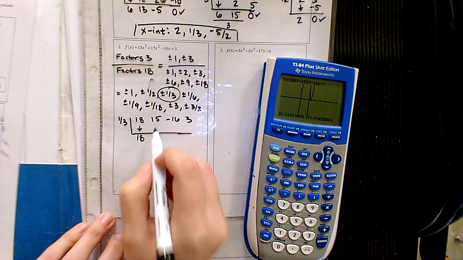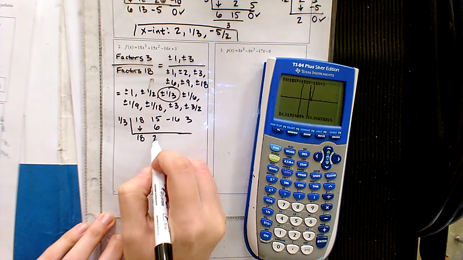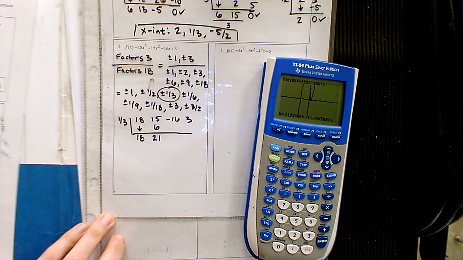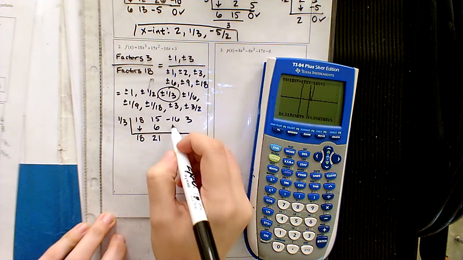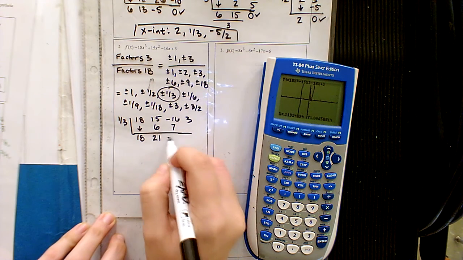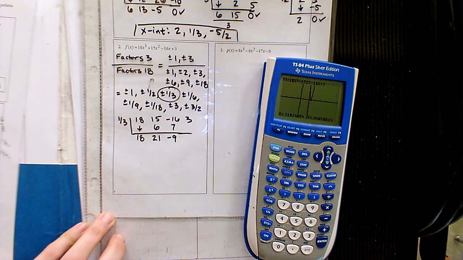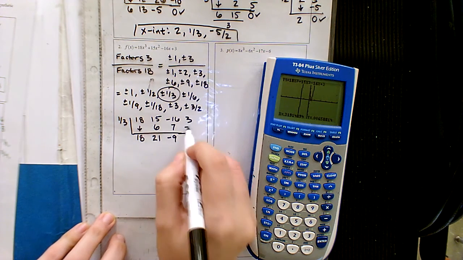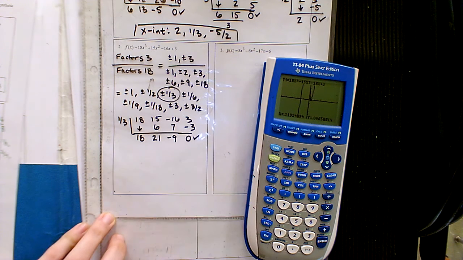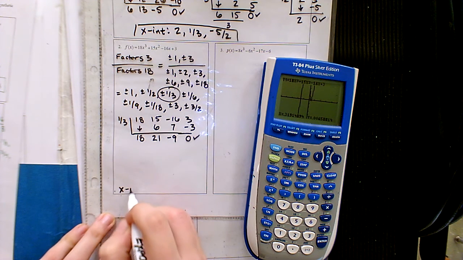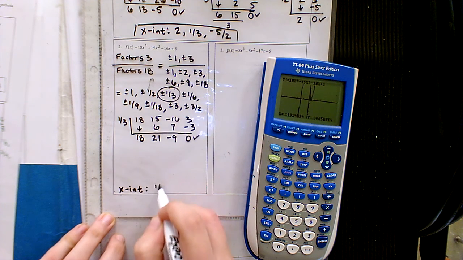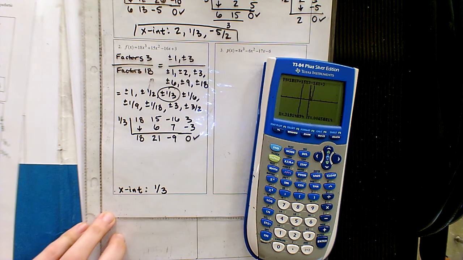A third of 18, 6. A third of 21, 7. A third of -9, -3. Remainder 0 looks good. Alright, so x-intercept, we've confirmed 1/3.